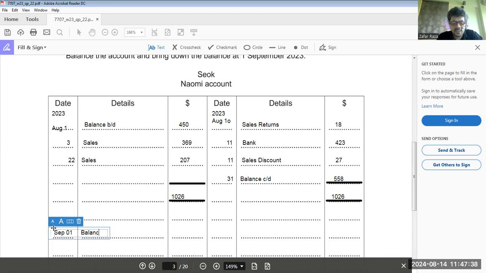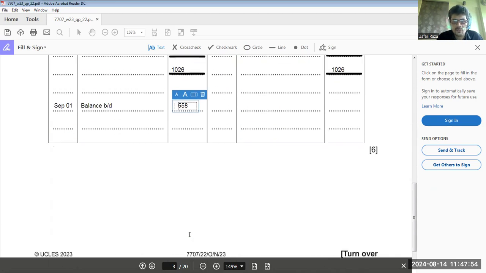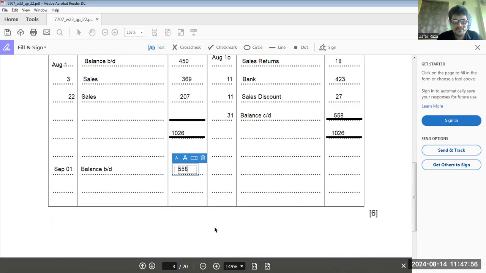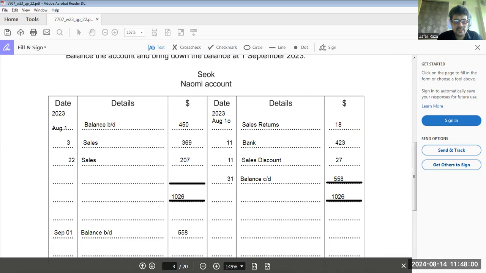Whenever you are making any T account, remember to make this balance BD, that is 558. Otherwise, you will lose 1 mark. Okay? This is of total 6 marks. That's all. The account is ready.